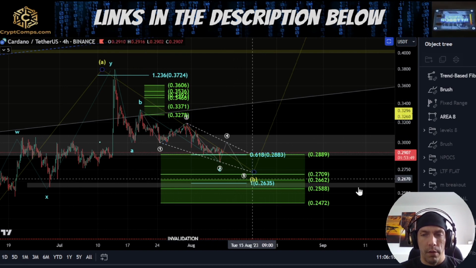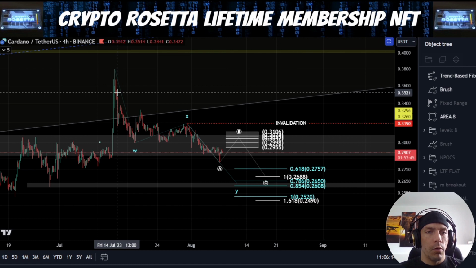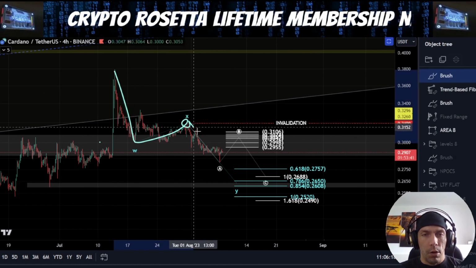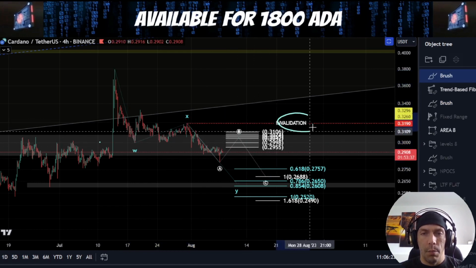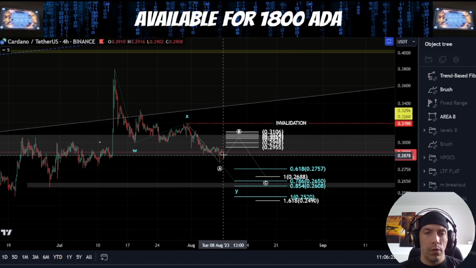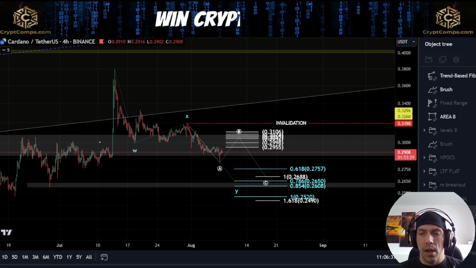2, 3, 4, 5. But like I said, we need to be aware there are a few ways of counting this. We could also argue that this is a W, this is an X wave here, and we look at this as our A wave, this is a B and a C. So until we actually break back above this level here of this 3190, I would be cautious that we could still see another low come into place here, and from that point we'd have to see how we react.